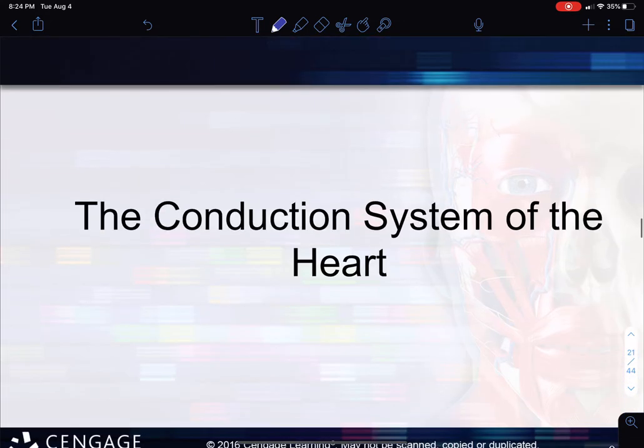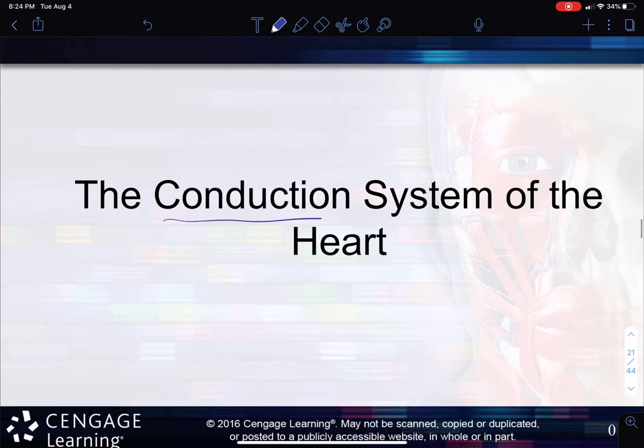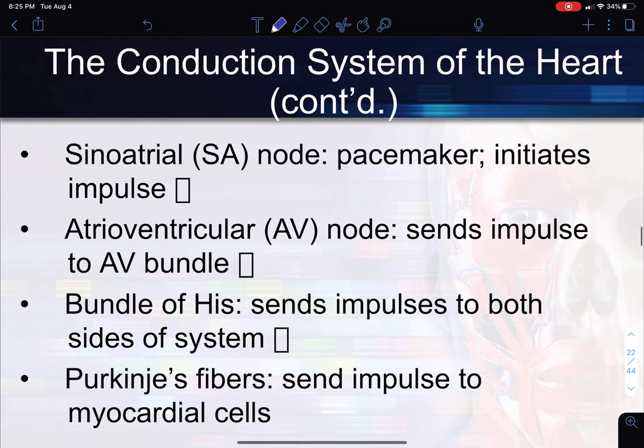Okay, so now we have to have a method for making sure that the atria contract simultaneously and not at the same time as the ventricles. So that's where we're going to talk about the conduction system of the heart and how we actually conduct the whole thing. So just like a conductor of an orchestra.